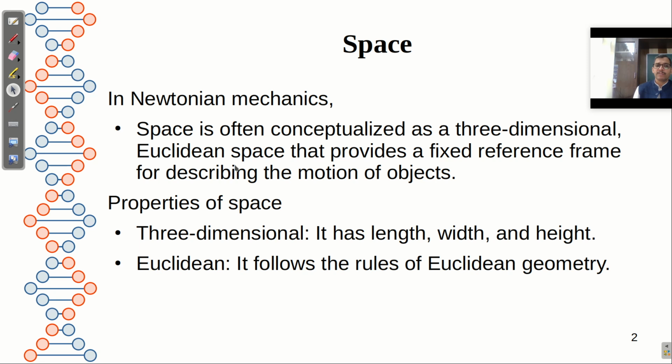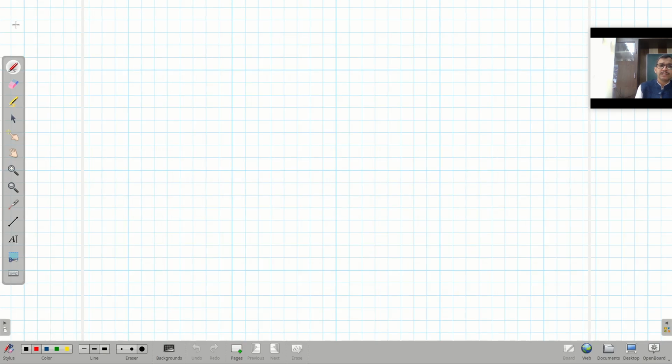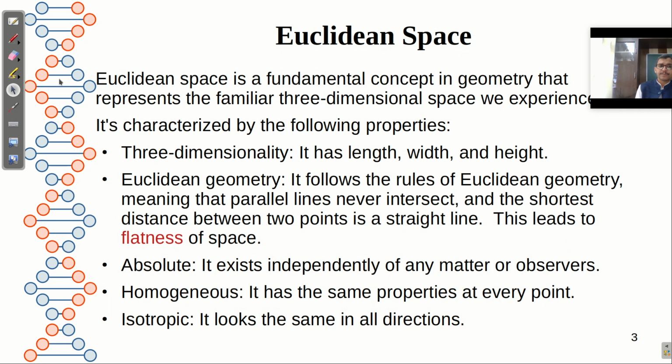So first of all, let me briefly talk about that. What is Euclidean space? Euclidean space is a fundamental concept in geometry, and that represents the family of three-dimensional space we experience, and it is characterized by the following properties. Its property is three-dimensionality, and it is length, width, and the height. And this Euclidean space is a Euclidean geometry, means it follows the rules of the Euclidean geometry, meaning parallel lines never intersect, and shortest distance between two points is a straight line.